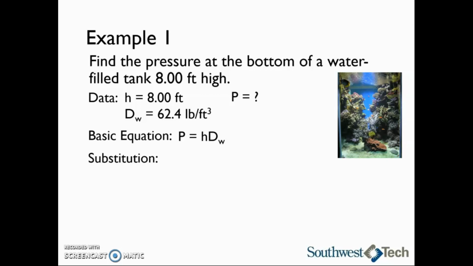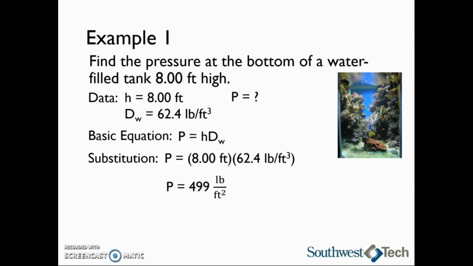Last, we can substitute and see that we have P equals 8.00 feet times 62.4 pounds per cubic foot. Multiplying, we see that we have a pressure of 499 pounds per square foot. We have units of pounds per square foot, which we don't typically use when talking about pressures. Typically, we use pounds per square inch or PSI.